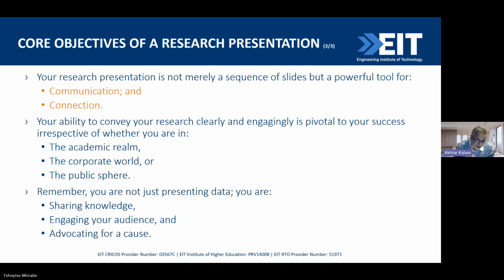Your research presentation is not slides. Many people think that if I have hundreds of slides, then it's good. No, that's not at all important. You might have only 10 slides, and 10 slides can take about half an hour, 40 minutes to talk about. Those slides, those presentations that you have made, are a means of communication and connection with your audience.